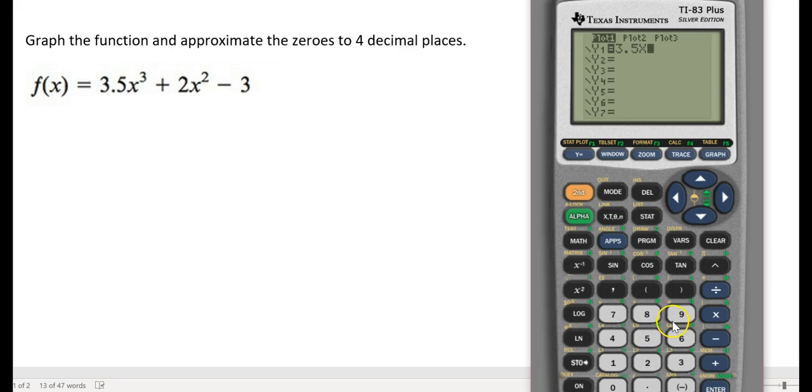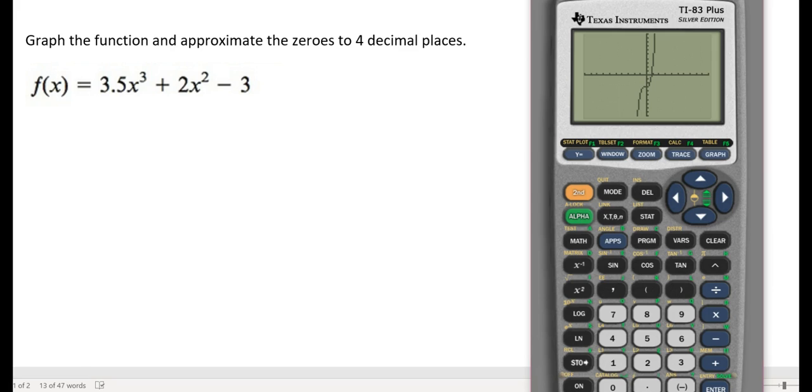Now, when I have an exponent, I can use this little up arrow. It's a little caret. Make sure you arrow over it when you're done with it. Notice for the x, I'm using the X,T,theta,n button. There, I've entered in my function. Now, if I hit graph, I'll get a standard window. A standard window is 10 to the right, 10 to the left, 10 up, and 10 down.